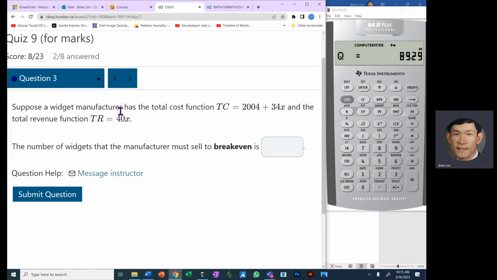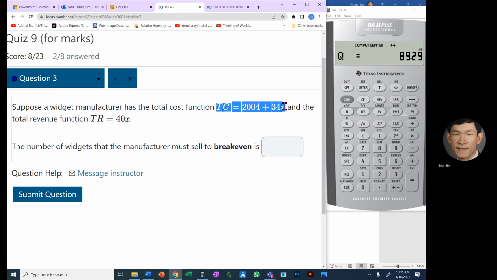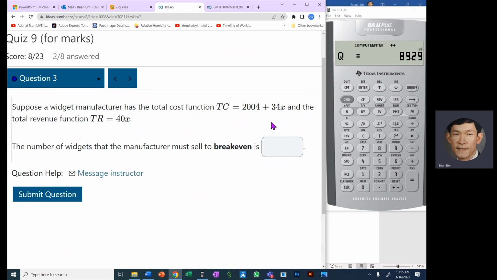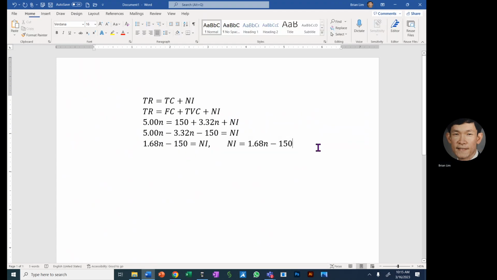All right, now we are given the expression. Suppose a widget manufacturer has the total cost function, and there it's given. Total cost is equal to 2004 plus 34x. And the total revenue is 40x. The number of widgets that the manufacturer must sell to break even is, so we have to calculate the break even. So let us maybe copy these two expressions that we have here. Let's see, we have that one. So let's go and we put it into the Word document.